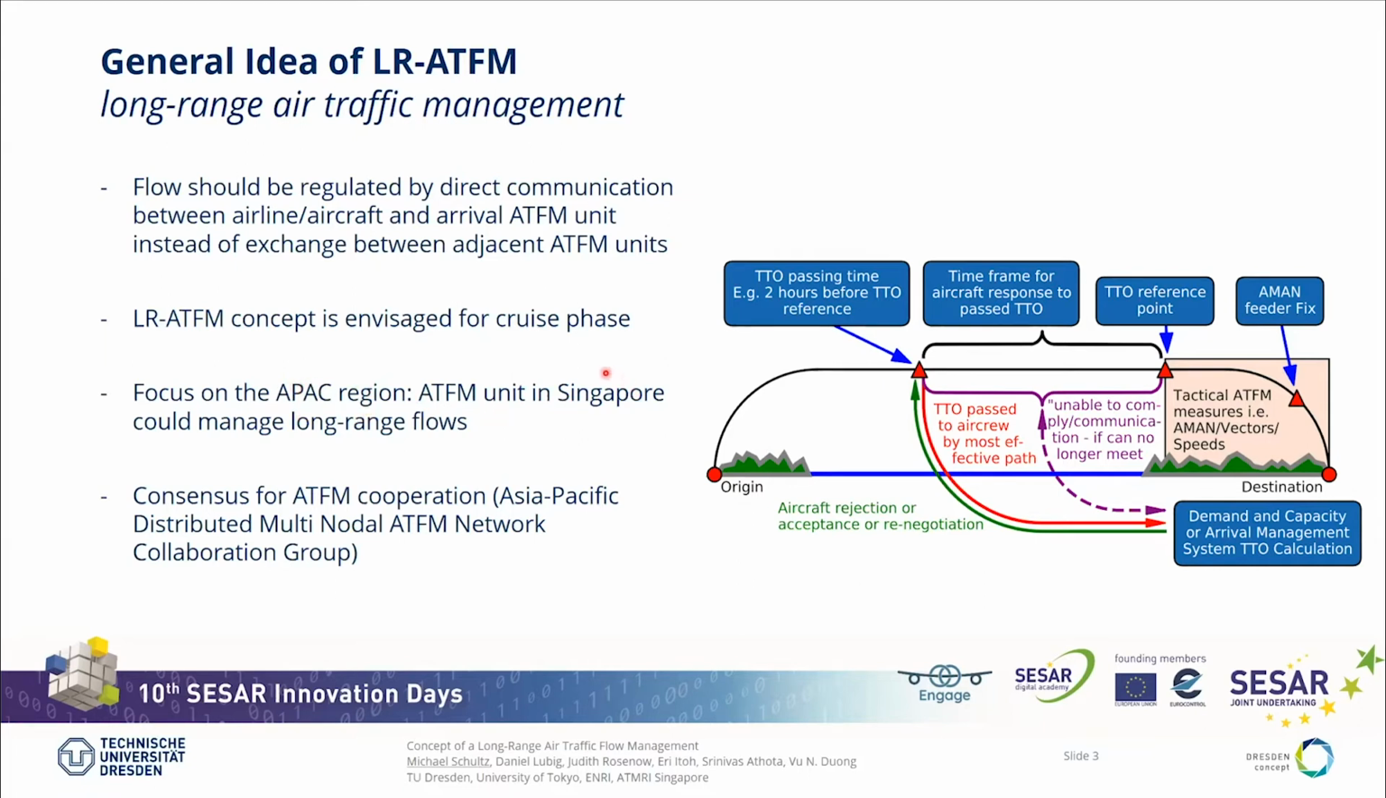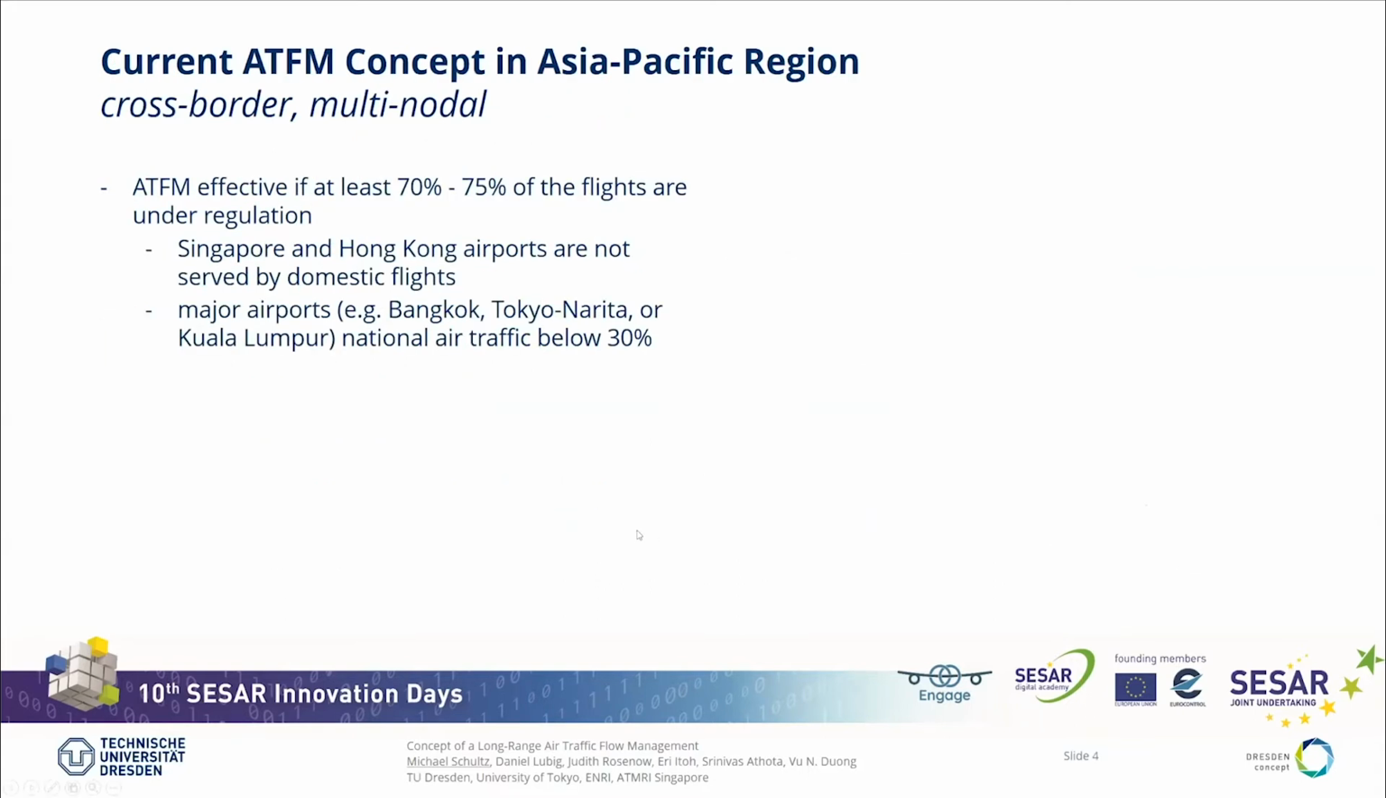So I will show a picture later on, and you can see Singapore is somehow surrounded and it's a very small region. So you can see it's just like this area. So you have to communicate with the ADFM units around you. So there is a consensus of an ADFM corporation in the Asia Pacific area. And the point where ADFM arises is that you can only have a very good management or regulation procedure if you can control a given share of the traffic.